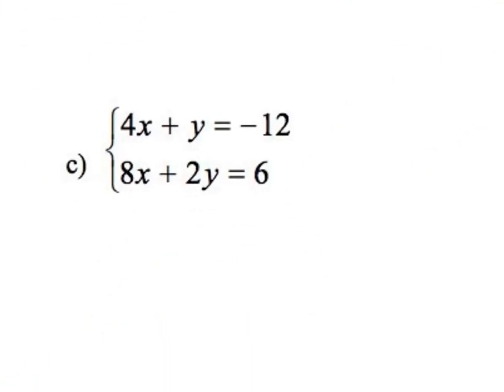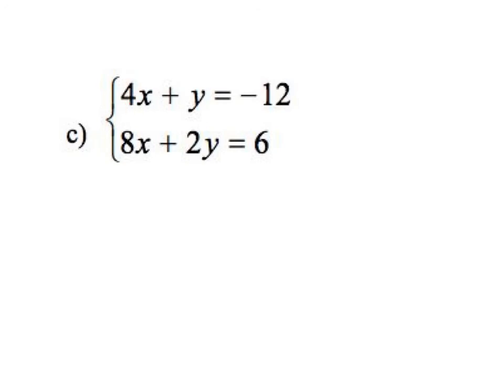On part C, I have 4x plus y is equal to negative 12, and 8x plus 2y is equal to 6. Both of these are in standard form. That's nice. Usually that's where I choose to do elimination, when both equations are in standard form. When they're already lined up, that tells me, let's just do elimination. It's less work that I have to do. So I'll eliminate the y because I don't really like y. I prefer the x value.